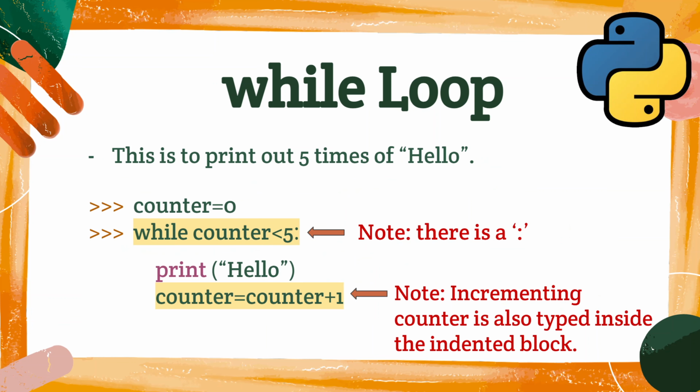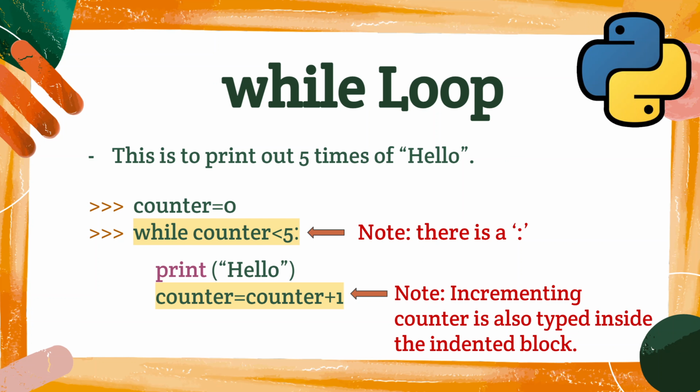Here, I show you how to print out hello 5 times. In while loop, you will need an extra variable. For example, I named it to counter. This counter variable is the condition variable for while loop to stop. So, if smaller than 5, it will do its job inside the while loop.